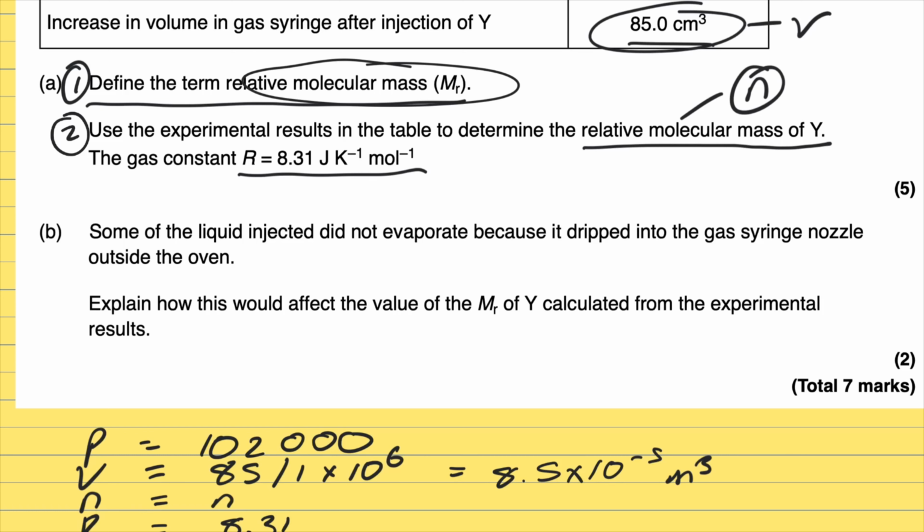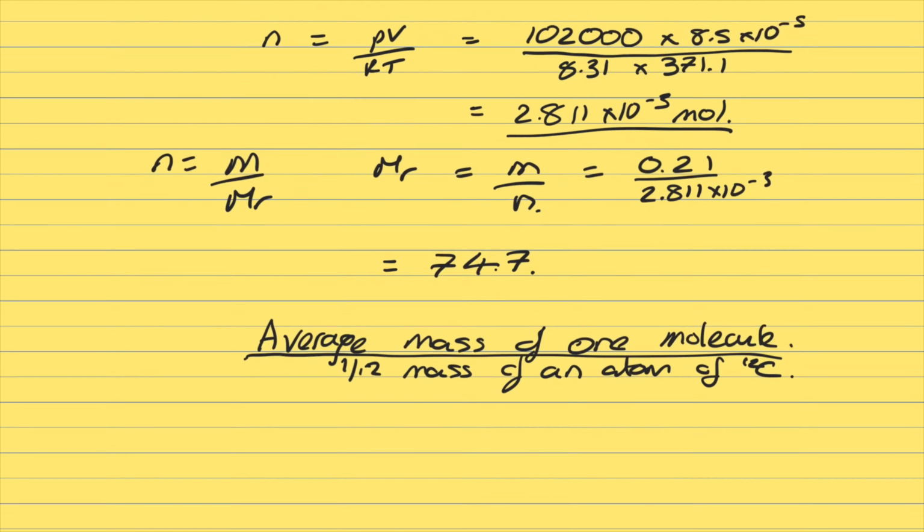So part B. Some of the liquid injected did not evaporate because it dripped into the gas syringe nozzle outside of the oven. Uh-oh. Explain how this, so give reasons why, how this would affect the value of MR of Y calculated from the experimental result, and we can see it's going to be worth 2 marks. Okay, so we need to say how the value of the MR is going to be changed. Is it going to be increased? Is it going to be decreased? Or is it going to stay the same? And then we need to explain, so give our reason why. So it's a 2-mark question, so we need to say 2 things.